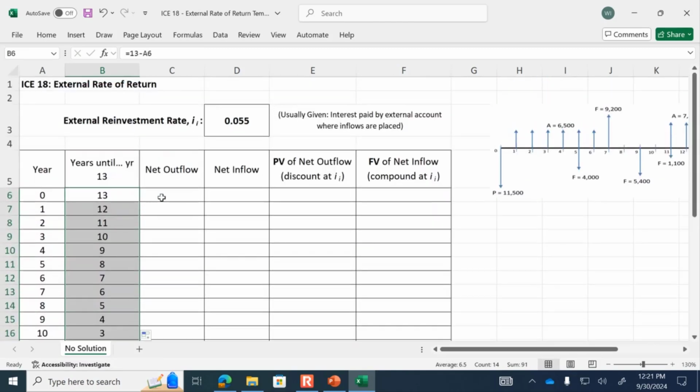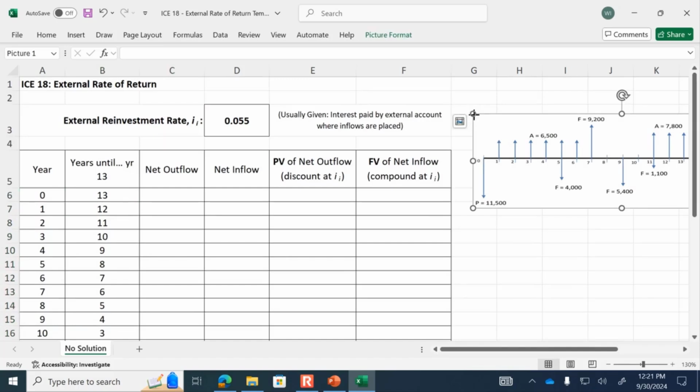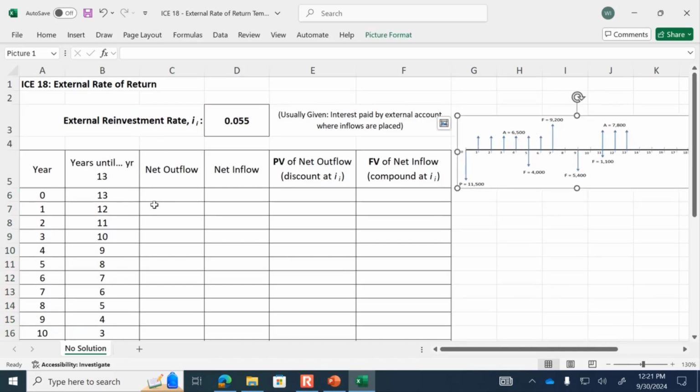Then we'll put the net out and the net in for each year. So I'm going to start filling this in. I won't narrate every keystroke, but if you want to look up and see whether you've got the right things in, feel free to glance up and see if you've got the same values as me.